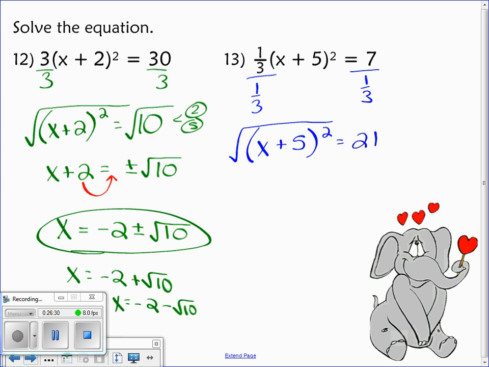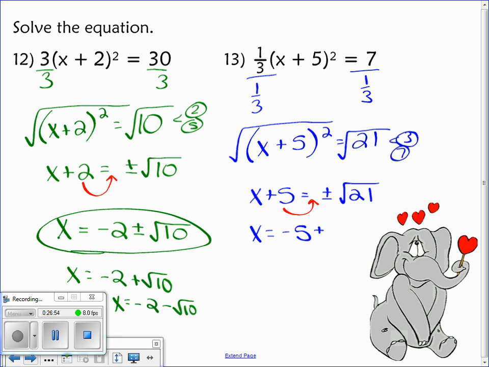Good. Square root of both sides. So x plus 5 equals plus or minus radical 21. Factor tree? No pairs. All right, just making sure. Yeah, nice. You subtract the 5 over there. So negative 5 plus or minus radical 21. It's kind of nice when the radical's still there, right? You don't actually have to go further.